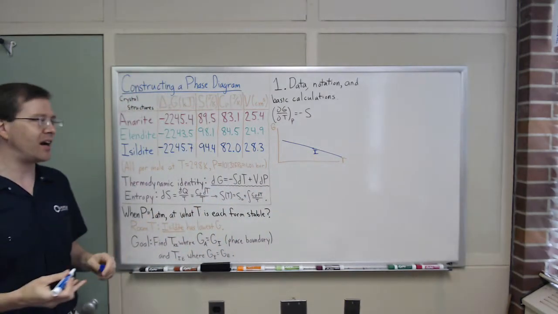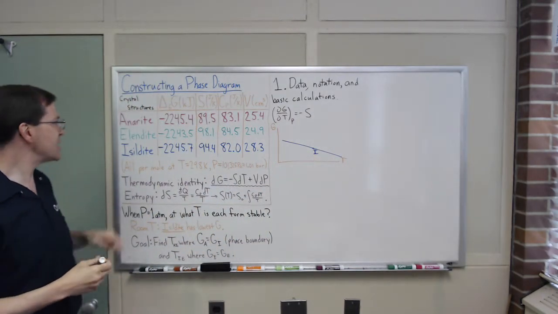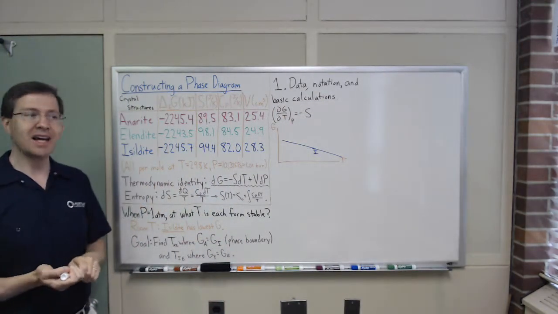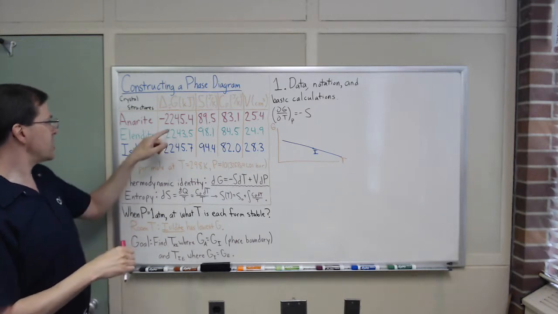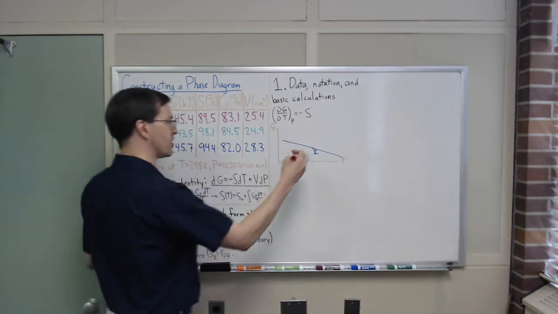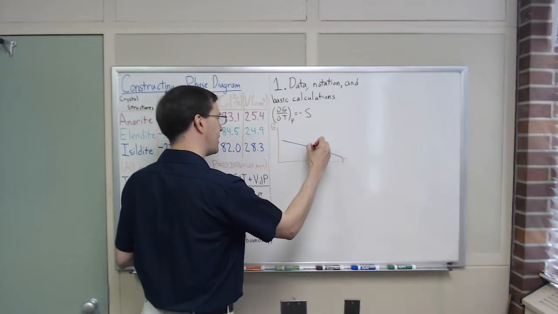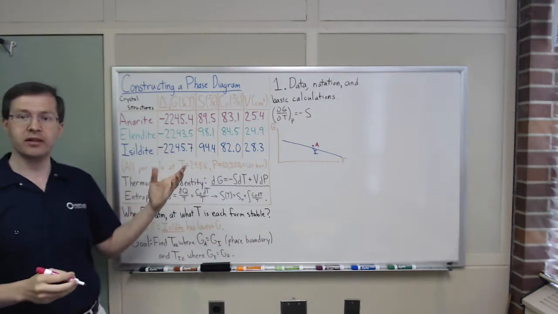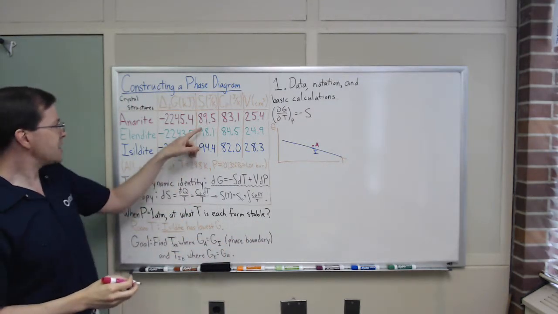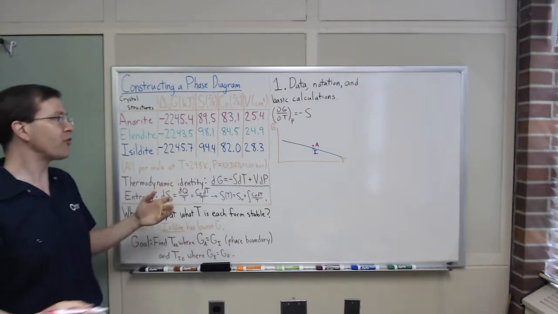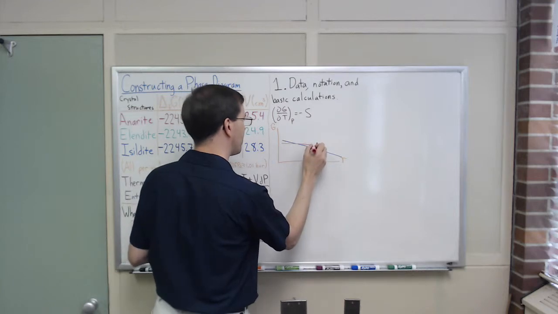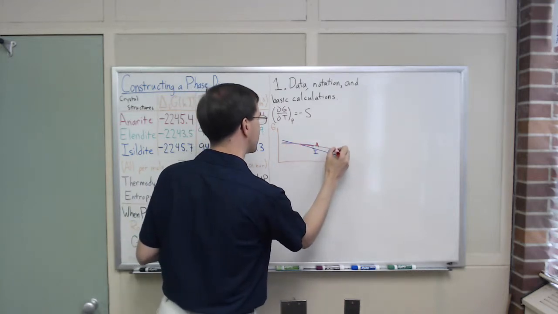And the whole idea of phase transformations is that if I then looked at Anarite, that has a different Gibbs free energy. You'll notice it's a little bit less negative, so it's a little bit more positive. I'd have my Anarite here, and its entropy is different. So it has a different slope. In fact, it's a smaller number, so it has a lower slope, a flatter slope. Roughly speaking, it's going to look like this.